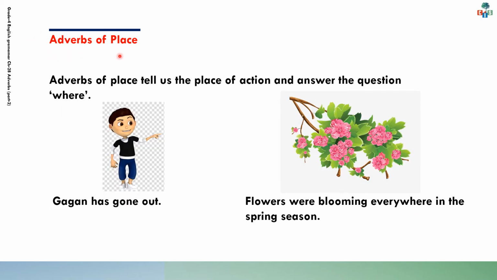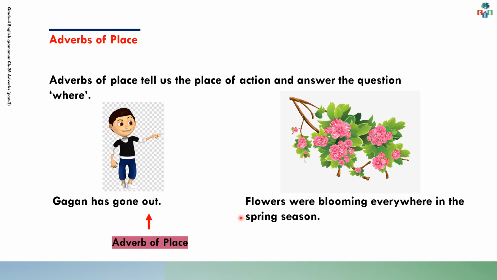Adverbs of place. Adverbs of place tell us the place of action and answer the question where. It means children, adverbs of place tell us where or at what place an action is done. For example, Gagan has gone out. Now, to identify an adverb of place in a sentence, ask the question with where. Where has Gagan gone? Gagan has gone out. So, out is an adverb of place in this sentence.